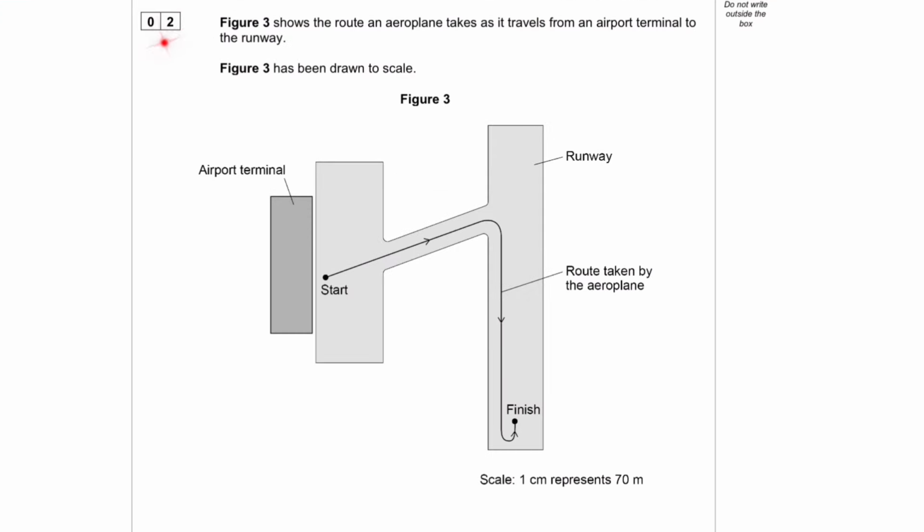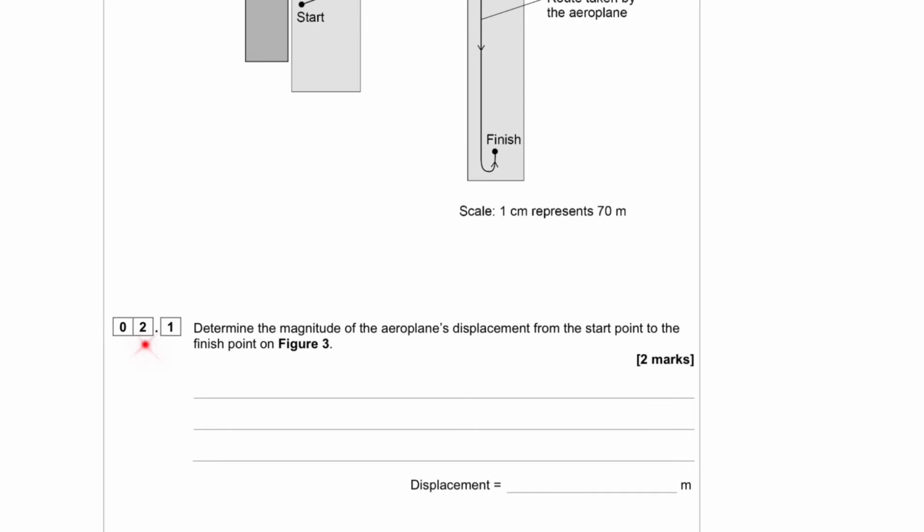Question number 2. Figure 3 shows the route an aeroplane takes as it travels from an airport terminal to the runway, and a scale of 1 centimeter represents 70 meters. Question 2.1. Determine the magnitude of the aeroplane's displacement from the start to the finish point on figure 3. So you want to measure from start to the finish. And when I did measure it, I get 7.2 centimeters.